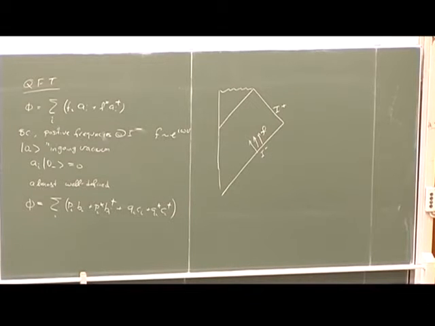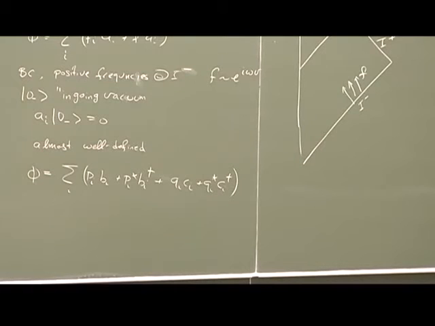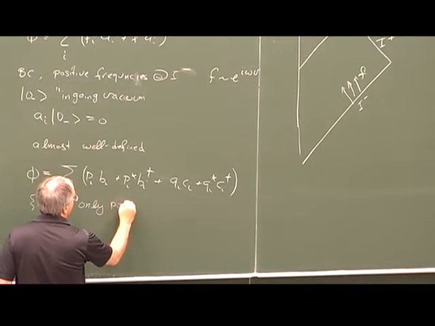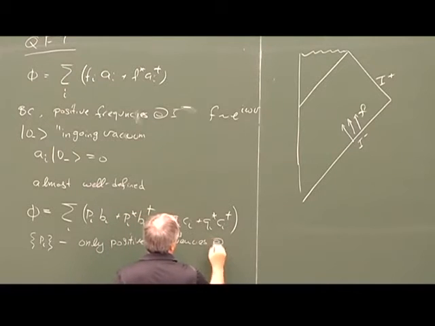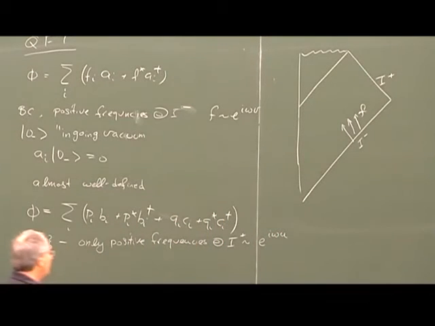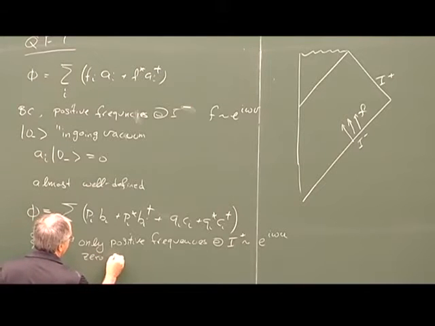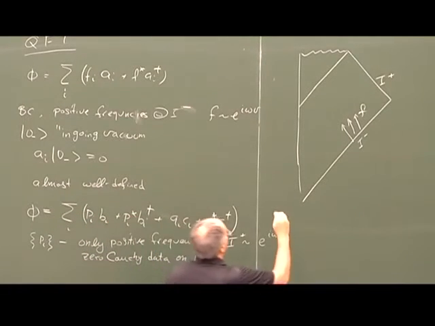And in this case, the boundary conditions that we put on the b's and the q's are different. So the p_i are defined by only positive frequencies at I plus. So they are purely outgoing. They go as e to the i omega u. And they have 0 Cauchy data on H plus.